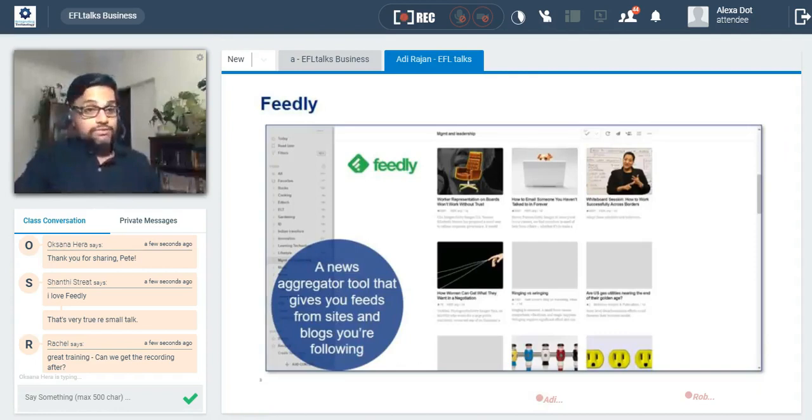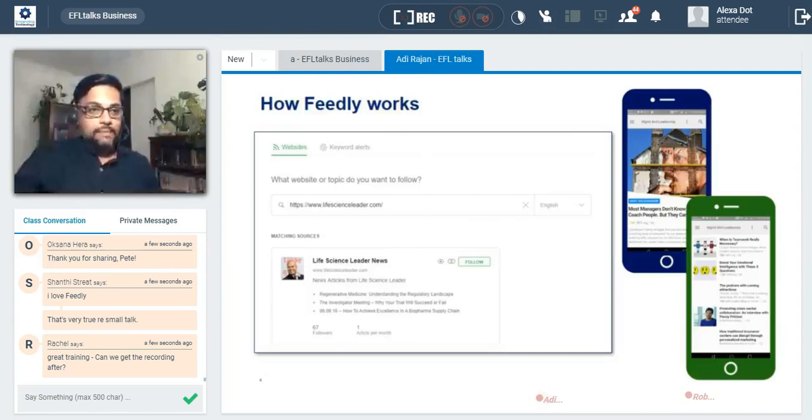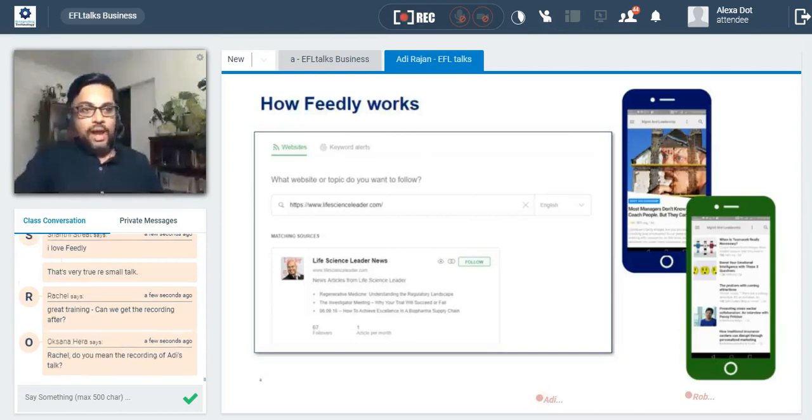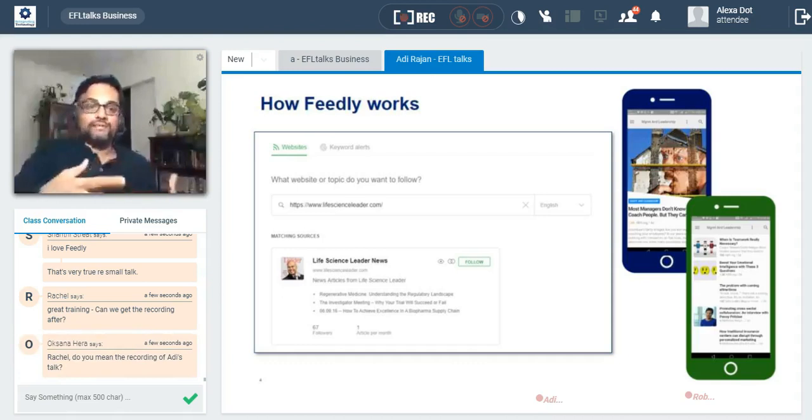And some of you probably use Feedly, and Shanti mentioned she likes Feedly. It's a great tool because it gives you feeds from different sites. Now, on Twitter and Facebook, we follow people, but on Feedly, you follow blogs and you follow sites. The way it works is you pick a website or a blog, you put it into your Feedly account, and then you follow it. And the great thing is that after you follow it, you can then organize it into thematic feeds.